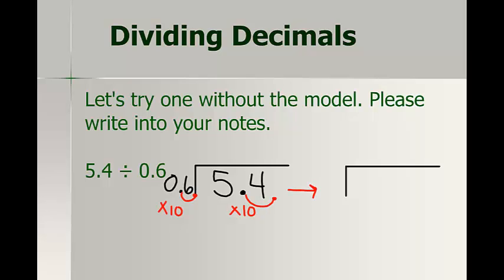And now I have 54 divided by 6. I'm going to get the same exact answer. Now does 6 go into 54? Sure. 9 times. 9 times 6 is 54. Our decimal can move straight up.